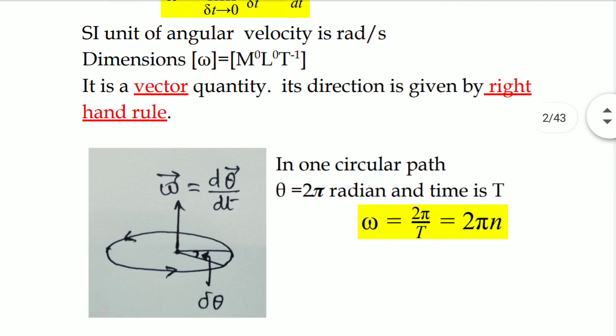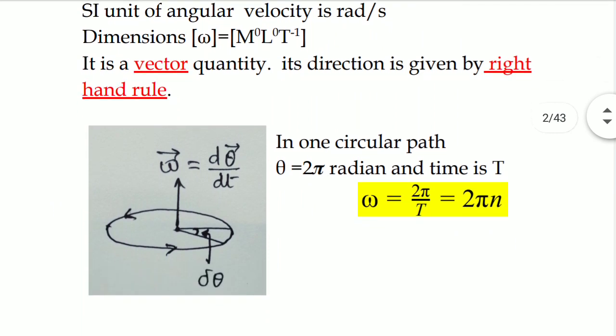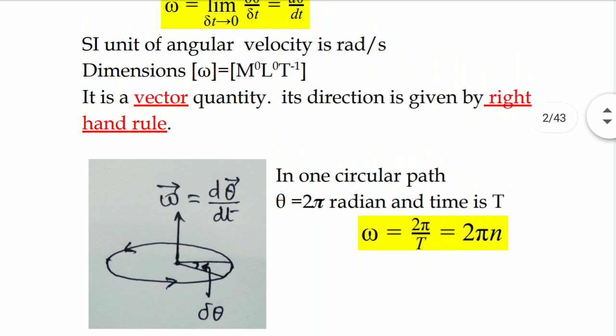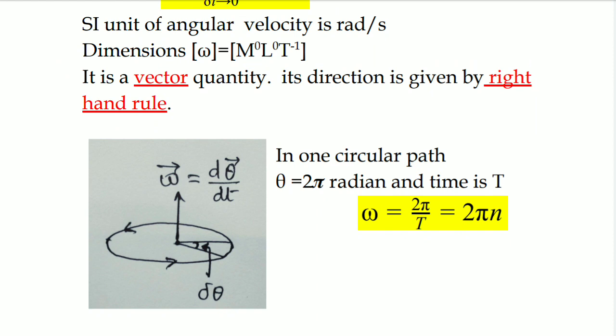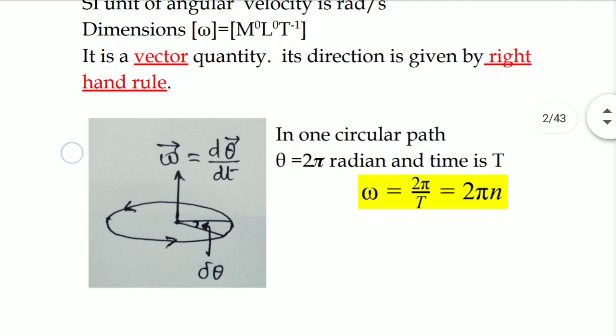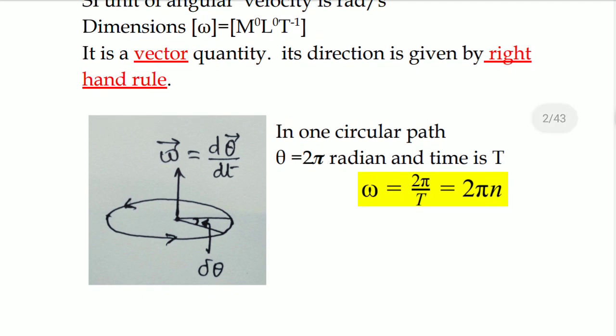The dimension of omega is, because radian is dimensionless, only time raised to -1 is the dimension of omega. As we have already considered delta theta, or that angular displacement, as a vector quantity, even angular velocity is a vector quantity and its direction is same as that of the angular displacement, once again given by right hand rule.